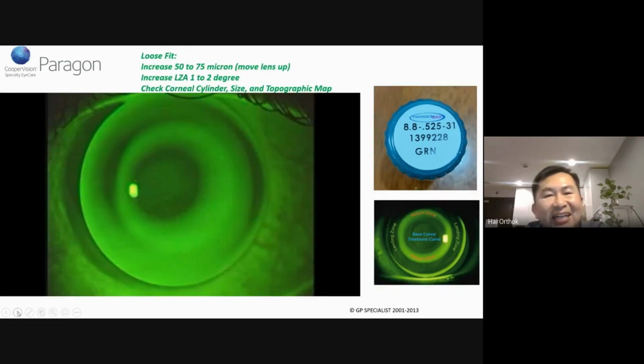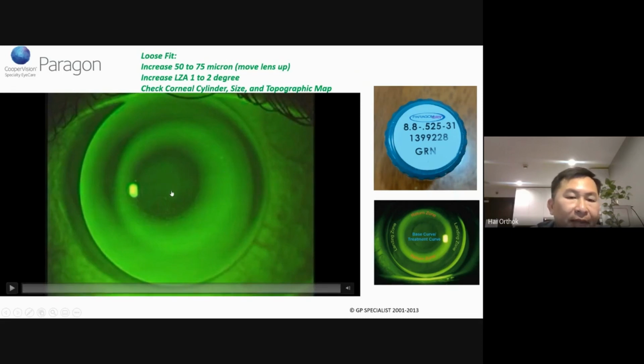And then we see the lens is loose fitting. As I showed you with the IC lens, the lens looks like this because the lens is too flat compared to the cornea. So it's only touching the central cornea, but it doesn't touch the 360 degrees of the cornea. So we only need to make the lens steeper. For the IC lens, we steepen the lens by moving it up the chart. Same thing with the Paragon CRT. We move this number right here, 525, up to 550, 575, or 600, depending on the degree of flattening of the lens.